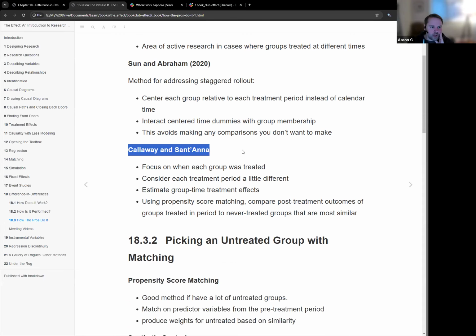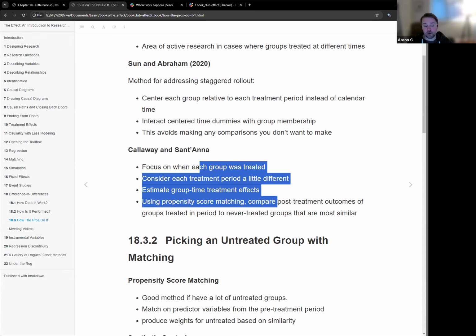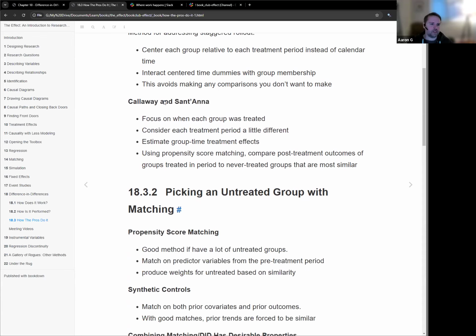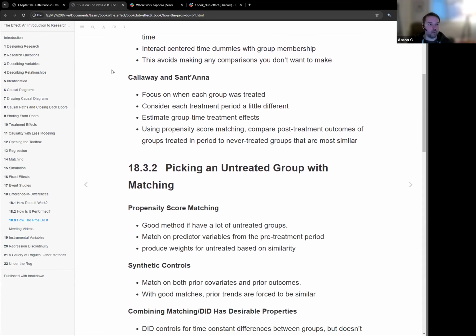There was also another study by Callaway and Sant'Anna that handles things a little differently. It was very hand-wavy in the chapter, so I don't really want to go into detail on that. However, I do think there's an R package that implements this approach. It involves propensity score matching as well. So just an FYI, if you want to go deeper on it, this might be a paper you want to check out.